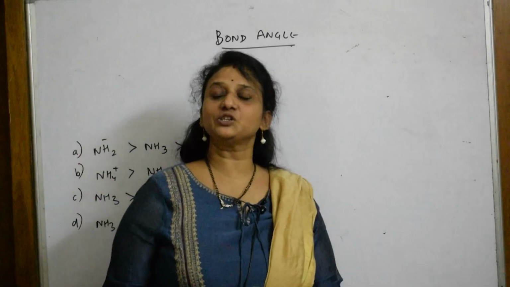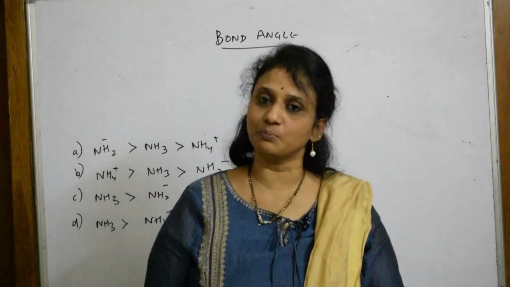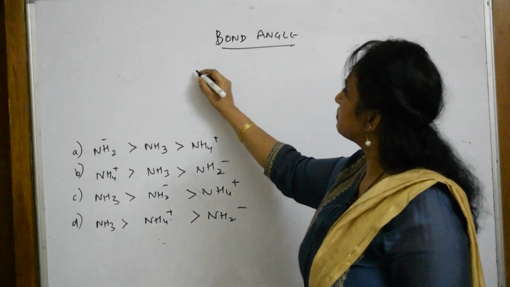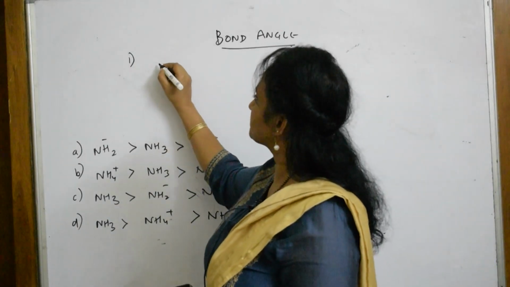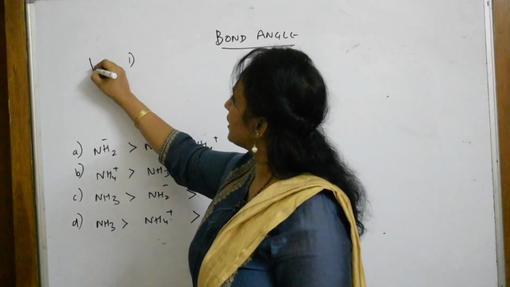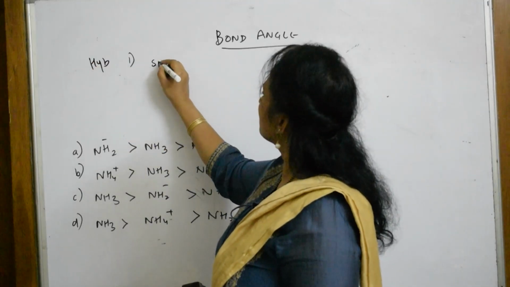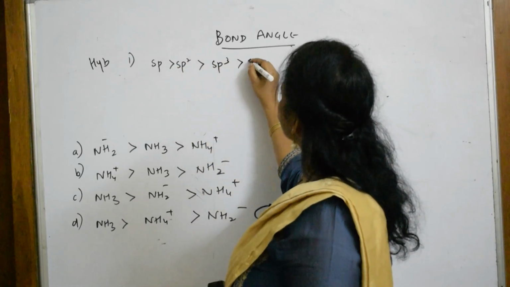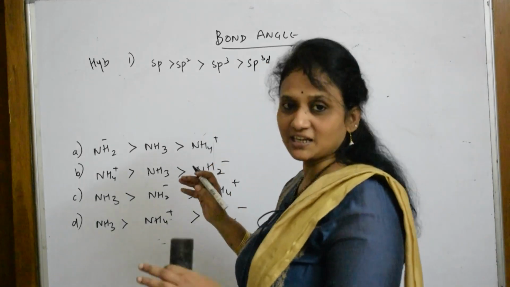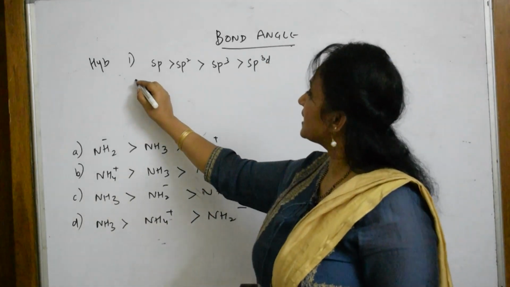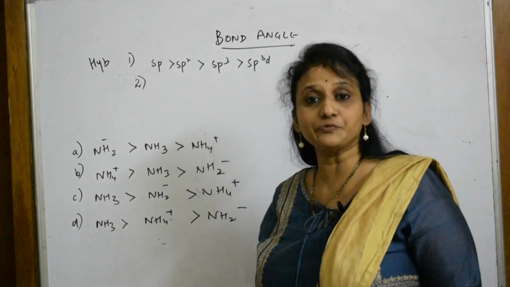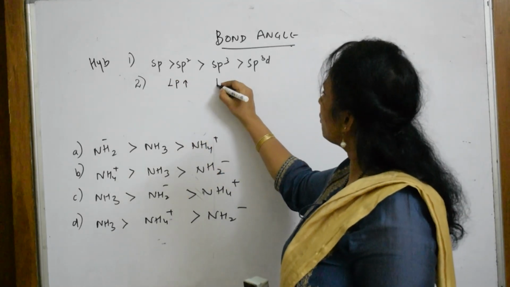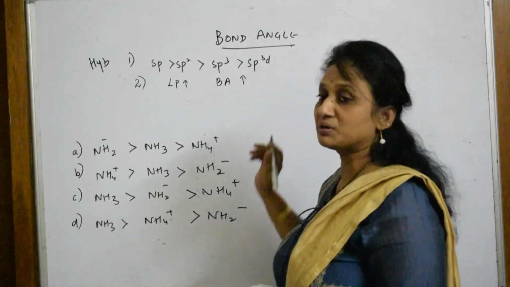Right, now let us solve one more question based on bond angle. What should you remember in bond angle? In terms of hybridization, the bond angle of sp will be greater than sp2, greater than sp3, greater than sp3d, and it carries on in that way, correct? The next concept to remember is, as the number of lone pairs increases, the bond angle also increases.